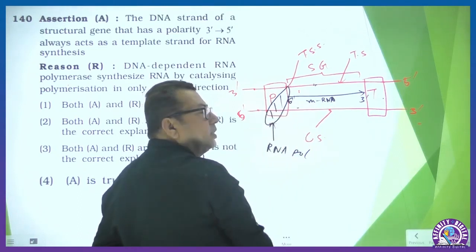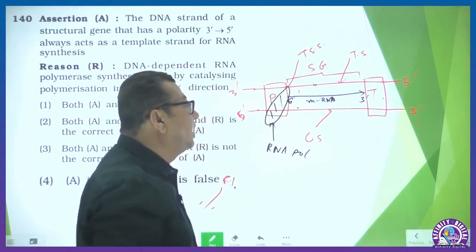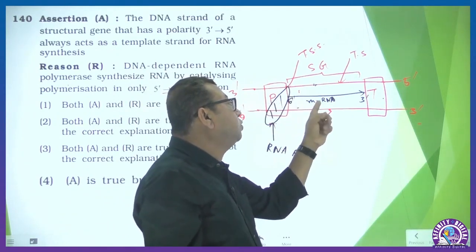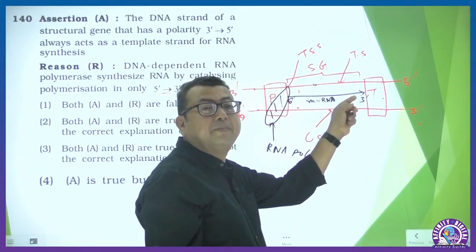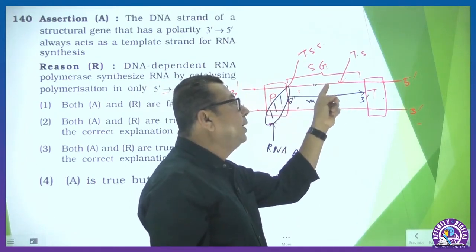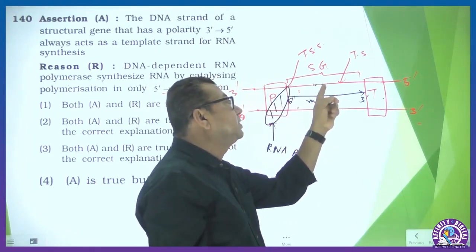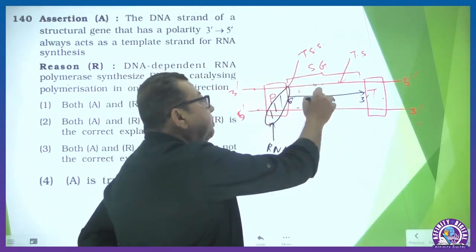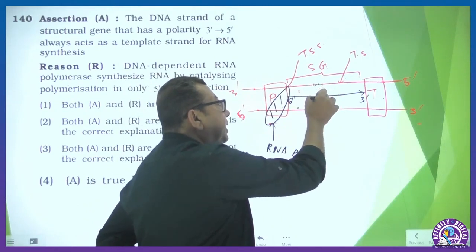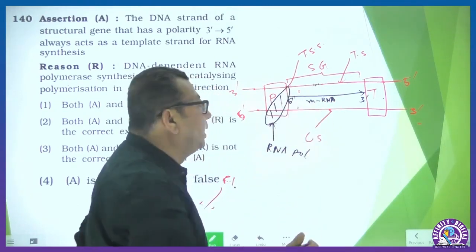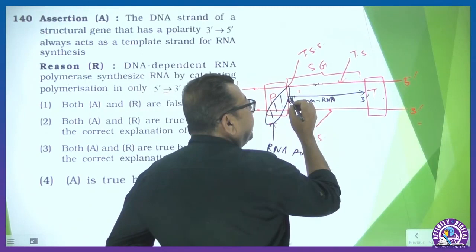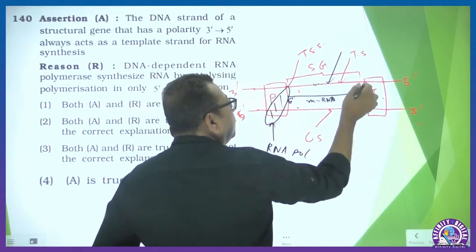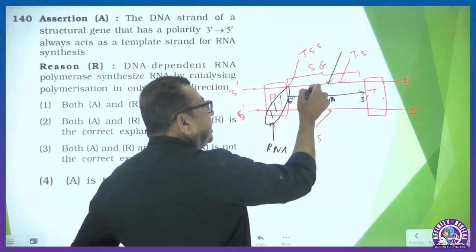The enzyme RNA polymerase has a molecular structure such that it can polymerize ribonucleotides to form mRNA, always in the 5 prime to 3 prime direction, using a template DNA strand. And the polarity of the template DNA strand will have opposite chemical polarity. The mRNA and this DNA strand should be antiparallel. If the polarity of the mRNA is 5 prime to 3 prime, then what will be the polarity of the template DNA strand? 3 prime to 5 prime.